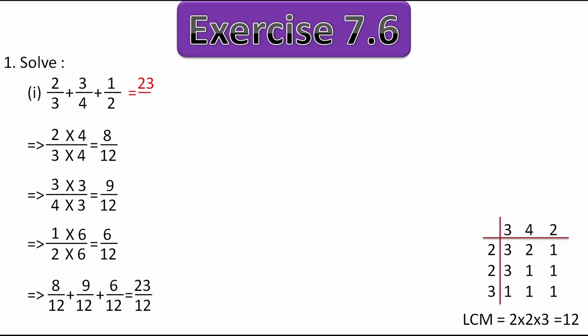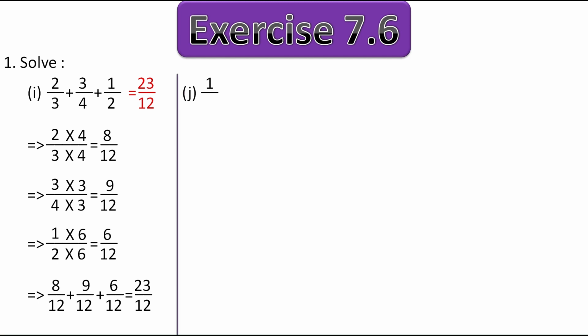Okay. Now let's move to the next one, that is J. 1 upon 2 plus 1 upon 3 plus 1 upon 6. Now again we need to find the LCM of 2, 3 and 6. So 2 1s are 2, 3 will remain as it is, 2 3s are 6. So 3 1s are 3.